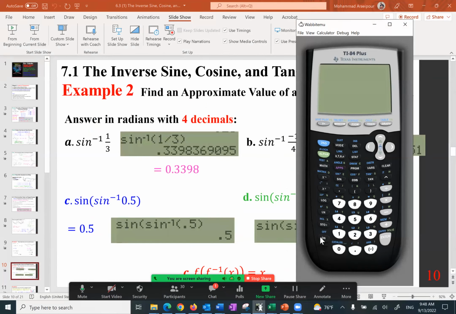If you were to use a calculator, you make sure the mode is in radian. And then here's the sine. So you go second, sine, which makes it sine inverse of, for example, 1 divided by 3, close the parentheses, you enter, and it gives you the number that we had here. So this is how you would use a calculator.